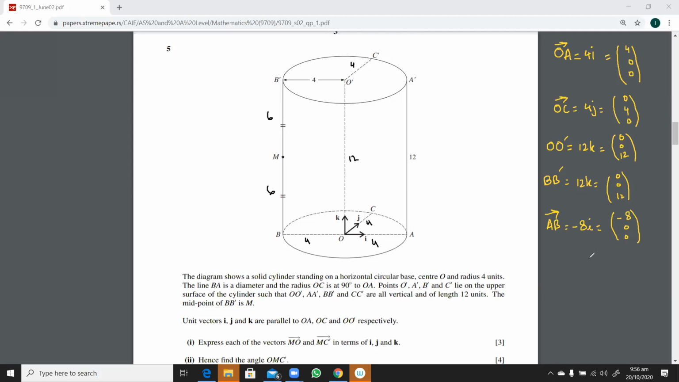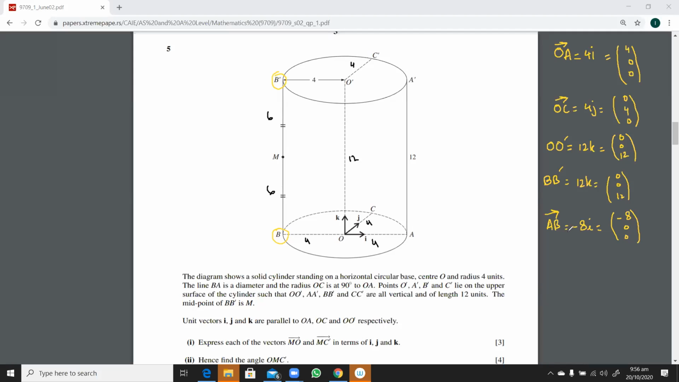Sir, I didn't understand BB dash. Won't it be minus 4i? No, beta, it's 12k, and look at this. What direction is BB dash? Is it vertically going upwards? Don't look from the origin; you go directly from B to B dash. So that is going to be 12. Okay, for now I'm just going in one direction.